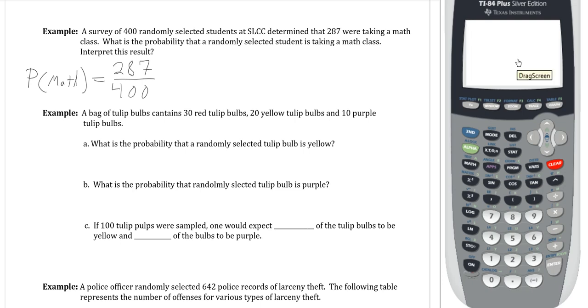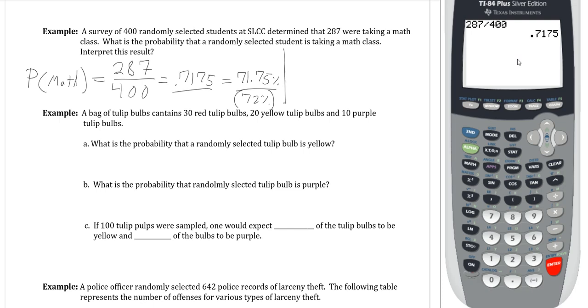If I do that in my calculator, 287 divided by 400, what we get is a result of 0.7175, or 71.75%. Or even easier, just 72%. Any of these results are fine for the probability of it. Usually, though, it will be asked either as a decimal or a percentage. Now that's finding the probability, which is a lot easier than you may expect. However, interpreting it, we do need to be careful.